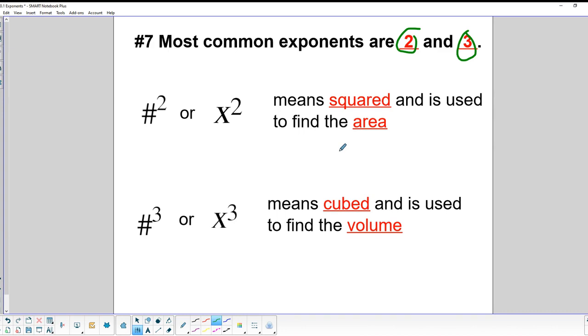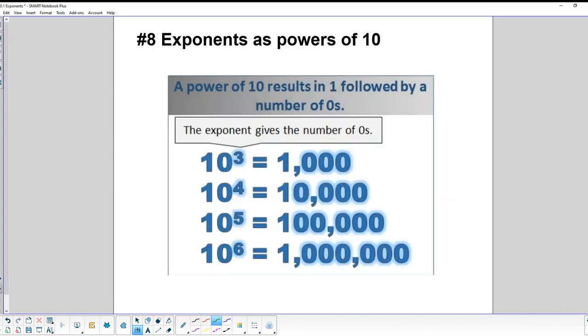Now, if you see the word cubed, that usually means an exponent of 3. So like 4 cubed would be 4 to the third power. 5 cubed would be 5 to the third power. And cubic units are used to describe or to find the volume of something. Whenever you find the volume of a rectangular prism or a cylinder or a cone, the units are expressed in cubed units. And we'll do a unit where we actually find volume doing that kind of thing.